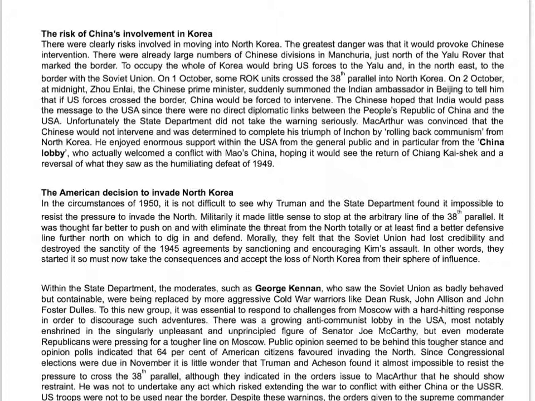The American decision to invade North Korea. In the circumstances of 1950, it is not difficult to see why Truman and the State Department found it impossible to resist the pressure to invade the North. Militarily, it made little sense to stop at the arbitrary line of the 38th parallel. It was thought far better to push on and eliminate the threat from the North totally, or at least find a better defensive line further north on which to dig in and defend. Morally, they felt that the Soviet Union had lost credibility and destroyed the sanctity of the 1945 agreements by sanctioning and encouraging Kim's assault. In other words, they started it, so they must now take the consequences and accept the loss of North Korea from their sphere of influence.